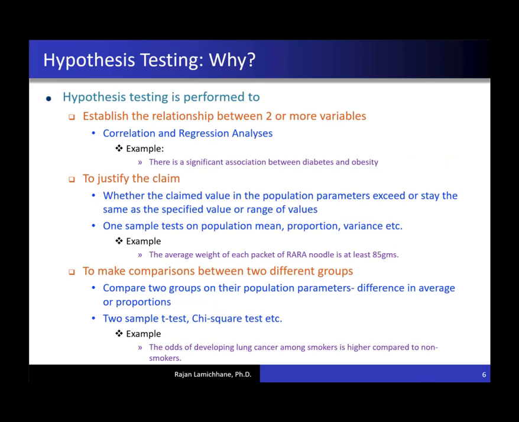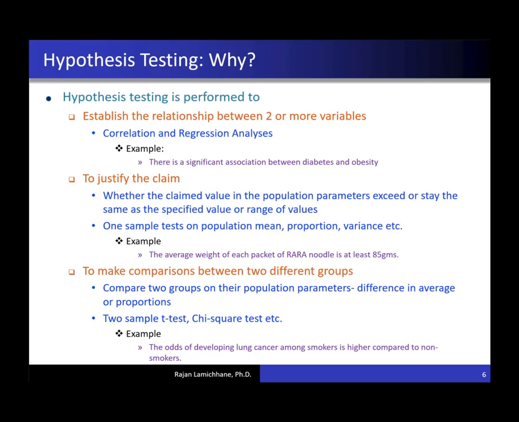So, hypothesis testing is performed to establish the relationship between two or more variables. When I say relationship, I mean we want to see how several predictors can predict the outcome or the response. And so how do we do that? We can perform correlation or regression analysis for that. So here is an example. There is a significant association between diabetes and obesity. If you want to prove this association, then you need to perform hypothesis testing.